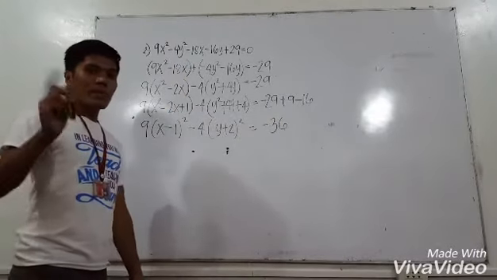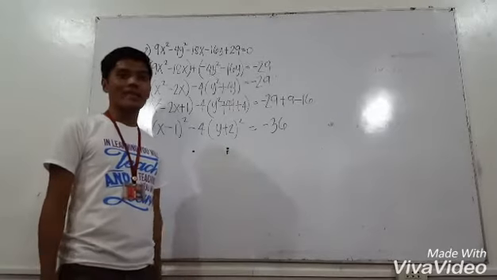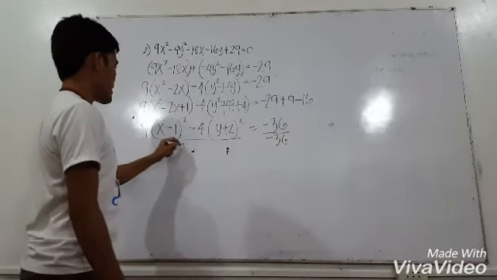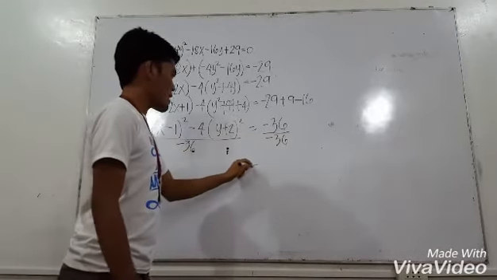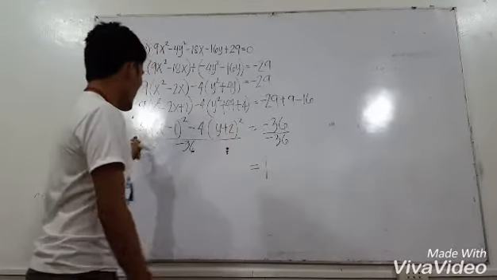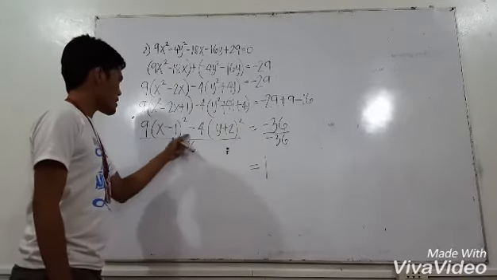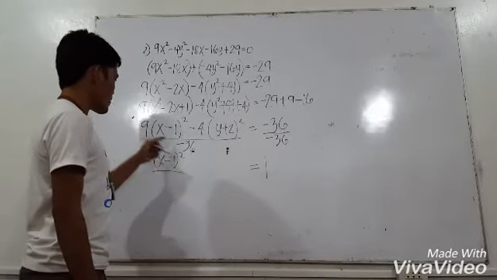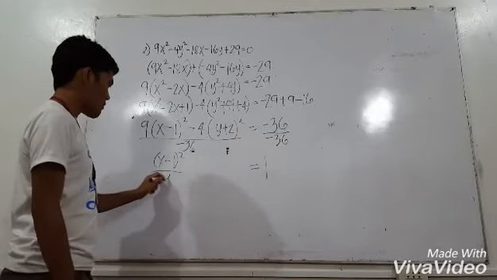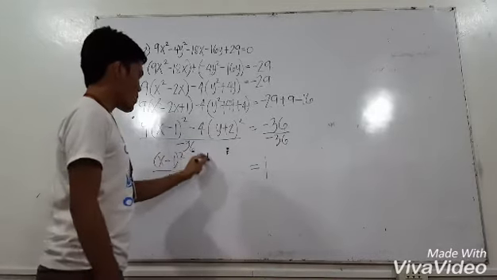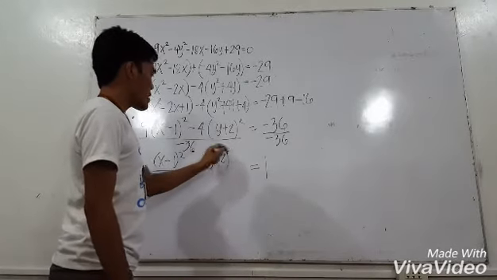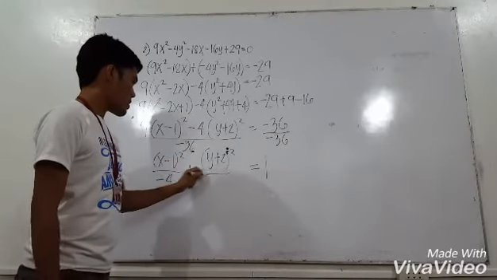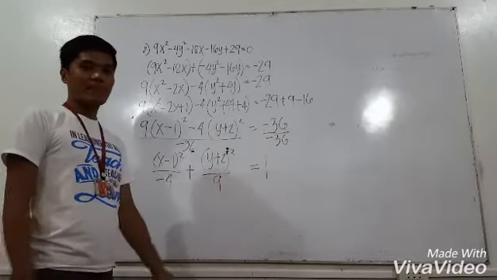Take note, to get the standard equation, class, the other side must be 1. So we divide by negative 36, divided by negative 36. So this is now equal to 1. What will happen here? This will be x minus 1 squared over 9 over negative 36, so negative 4 remains. And then this one, y plus 2 squared, negative 4 over negative 36. So it becomes positive, over positive 9.